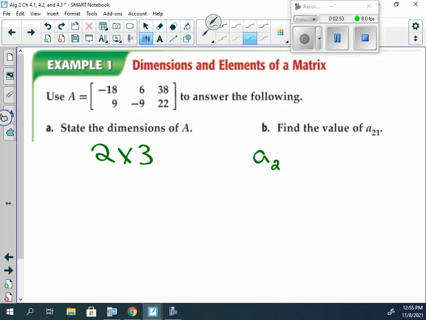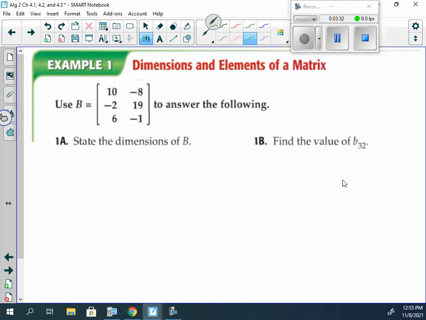Now let's find element a 2, 1. So what would it be? Which is positive 9. So we can always start in that top left corner again. So second row, so we're going to go down to the second one. And then over 1, which just puts us at positive 9. Now a 2, 2 would have been negative 9. Any questions on this here? We good with this here?